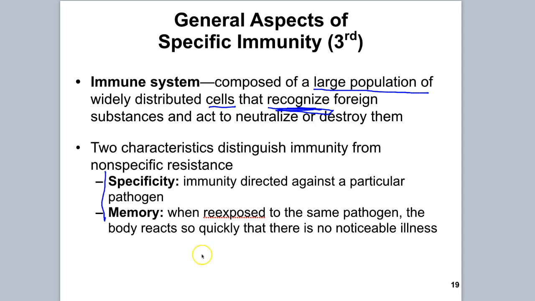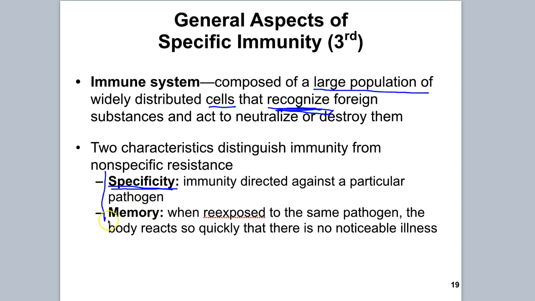So our immunity, or the cells that participate in immunity, are cells that have specificity. They have immunity directed against a particular pathogen. This is that search part of this mechanism, where the cells actually search for specific pathogens in our body. So they have specificity. They can specifically recognize certain cells.